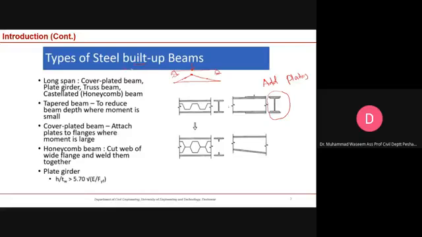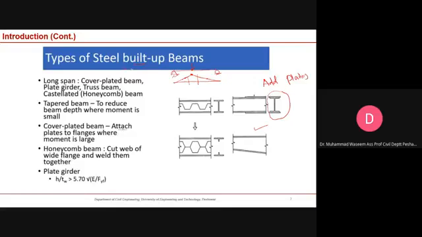Or going towards the support, you can use a taper section. With the taper section, the cross-sectional dimension will be higher at mid span, but once you are going from the mid to the support, the beam will be a tapered section. Now these are some of the things you might see in the field: you use a cover plated beam.